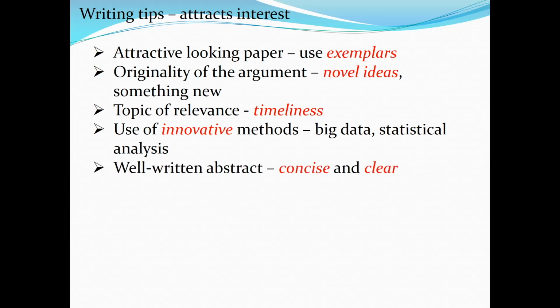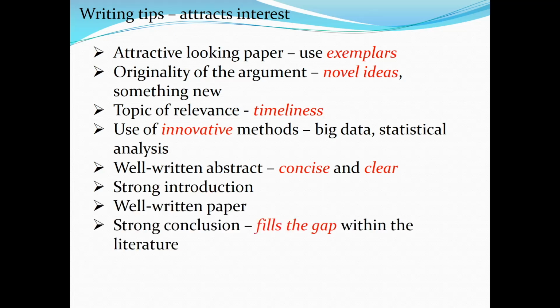A well-written abstract is important. Let's say you publish in a traditional journal, your abstract would be there first. People would read your title, then keywords, and then the abstract before going into the full paper. So the abstract should be good. A good abstract means a lot. A strong introduction and a well-written paper fill the gap, as I mentioned, okay?